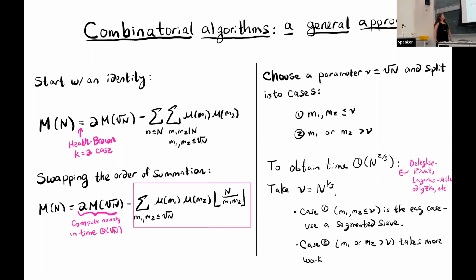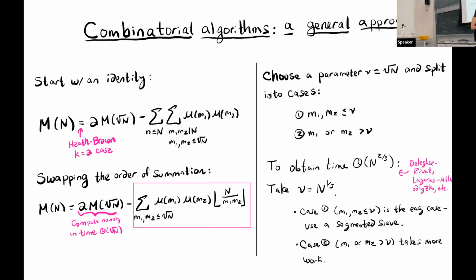Okay, so now what we do, and this is what's done in all the papers before us. In all these papers, you choose some kind of parameter, which we call nu, and we use it to split this range into two possible cases. So we first have the case where both M1 and M2 are at most nu, and then we secondly have the case where at least one of them is bigger than nu. And so if you want to obtain time big O of n to the 2/3, as in Deleglise and Rivat and the people that came before them, what they do is they take nu to be n to the 1/3.